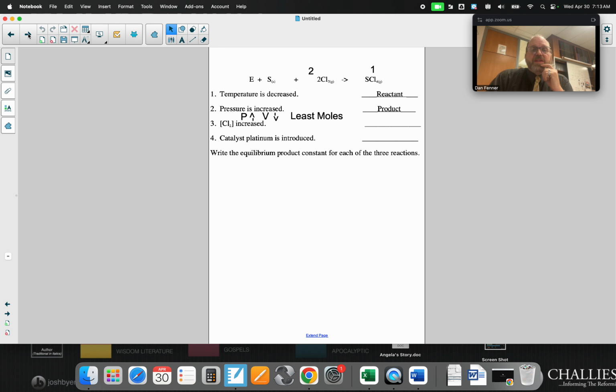Awesome. Now concentration, remember again, that's a bathtub scenario. Increasing, opposite side; decreasing, pulling the plug. So chlorine's on the reactant side. If it increases, it's going to go to the opposite side. It's going to go to the products. Catalyst, remember, a catalyst is a substance that increases the reaction rate without being consumed. Because it's not being consumed, it is a stress, but it just means that it gets there quicker and it has no shift. Now, to write the KEQ, we're going to remember it's going to be that KEQ expression.